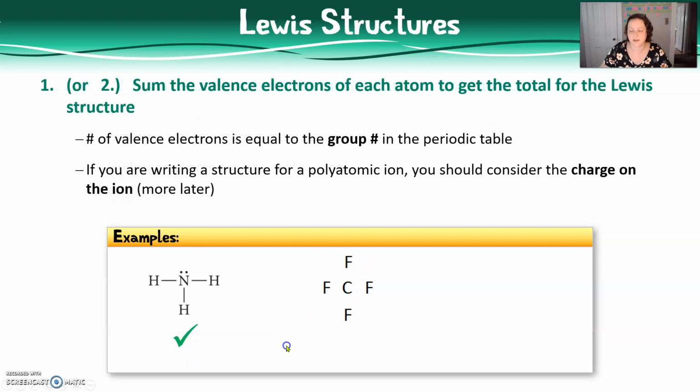Next, we count valence electrons. Fluorine is in the 7th main group column, group 7A, so each fluorine contains 7 valence electrons, for a total of 28 electrons from just the 4 fluorines in this molecule. Carbon in the 4th main group column, group 4A, adds another 4 electrons, so we get a grand total of 32 valence electrons that need to be expressed as dots in the structure.